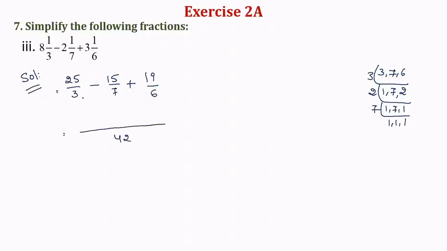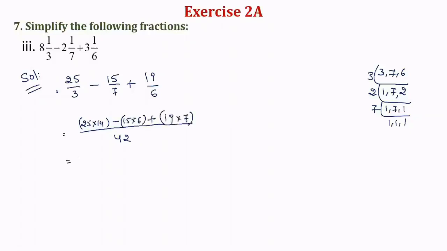Check how many times 3 divides here. 3 14s. Observe here 7 2s are 14. 14 3s are 42. So 3 14 times divides. So multiply the numerator by 14 here. Minus here 7 6s are 42. So multiply the numerator 15 by 6 here. Plus here 6 7s are 42. Multiply the numerator by 7.